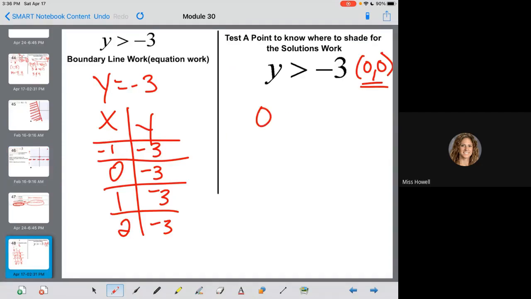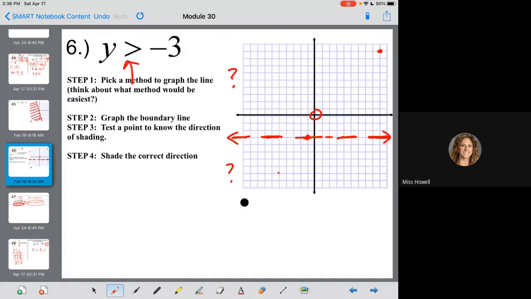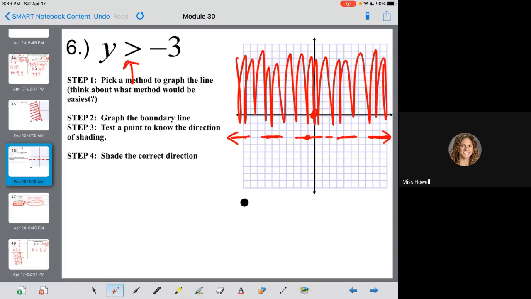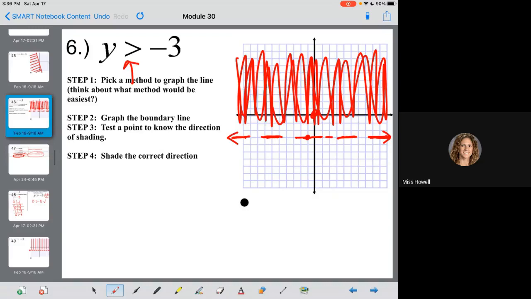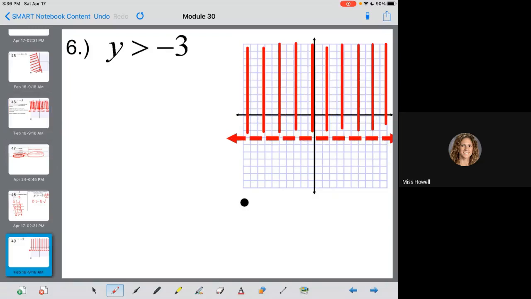So 0, is it greater than -3? Sure is. 0 is bigger than any negative number. So that means our 0, 0 point that we tested is a solution. So we want to color it, right? If it works, we color it. So we want to color this origin spot, right? So everything up here above our boundary line is our solutions, right? It's our side that would get colored in. Again, if I'm working on a computer, I would just take some line segments and show that I'm shading above. That's where the solutions would be located.